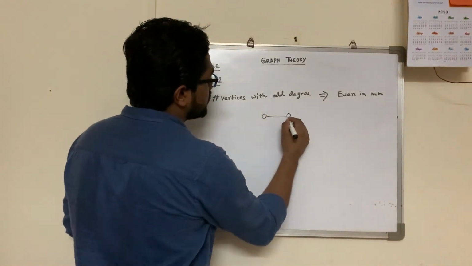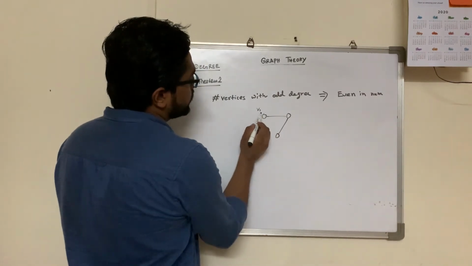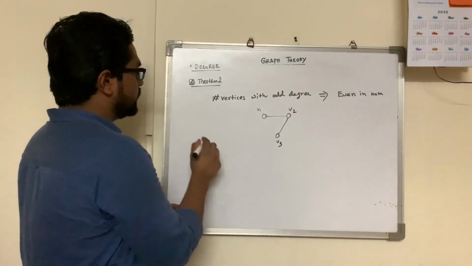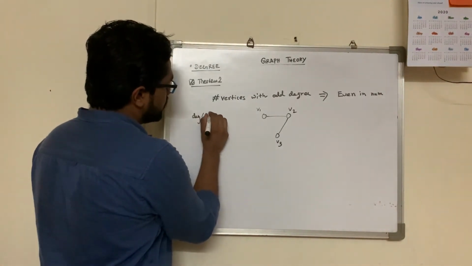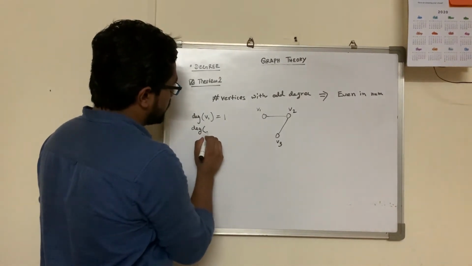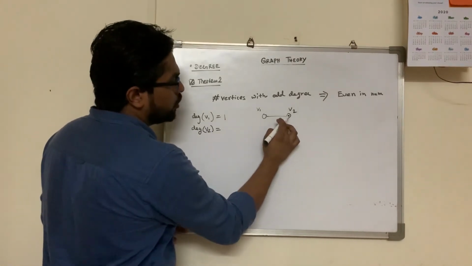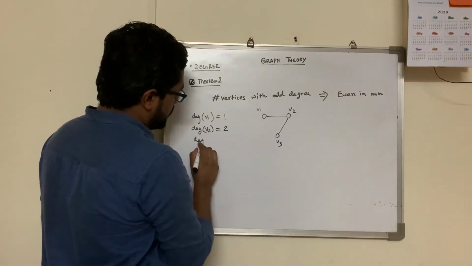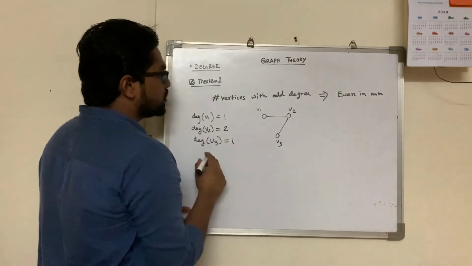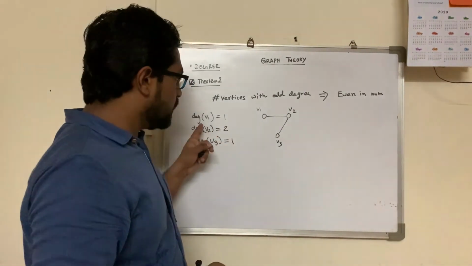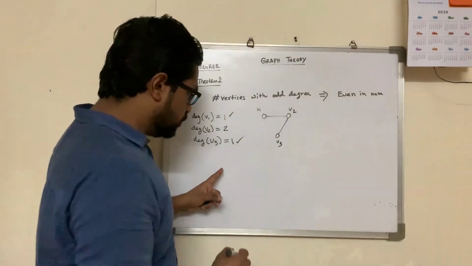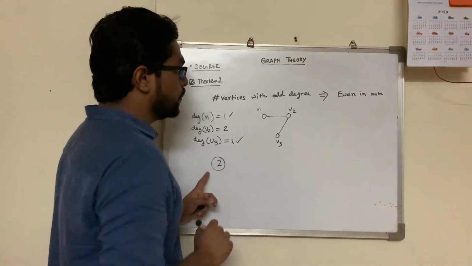Suppose there is a graph with say v1, v2, v3. Okay, and let's compute the degrees of them. So degree of v1, 1, right? Only one edge. Degree of v2, here 2 edges, 2. Degree of v3, 1. So you can count, right? How many odd degree vertices are there? One here and another here. What is the count total? 2.